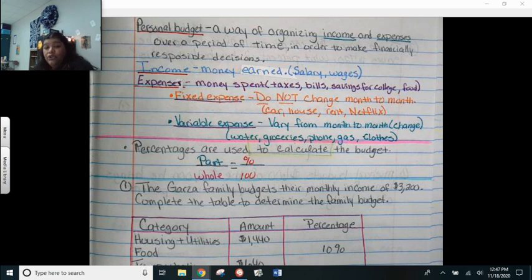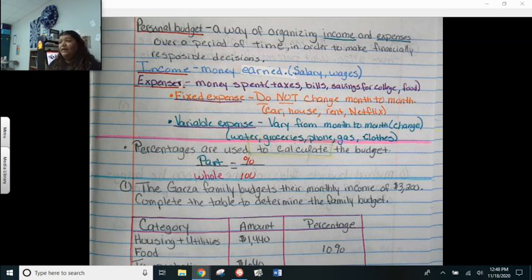Okay, and there are two types of expenses. We have fixed expenses and variable expenses. Okay, so fixed expenses are fixed. They're not going to change month to month. In other words, I know that I'm going to pay the same amount every single month. So some examples of that could be your house payment or your rent. You're paying the same amount every month. It's guaranteed. Okay. Your car, how much you pay on your car, you pay the same amount every single month. The bill is going to be the same. It's not going to fluctuate. It's not going to change.